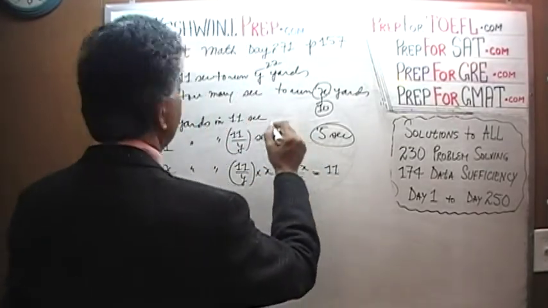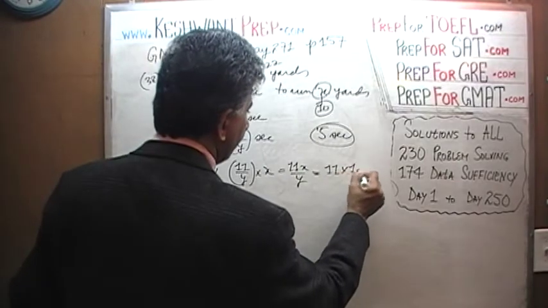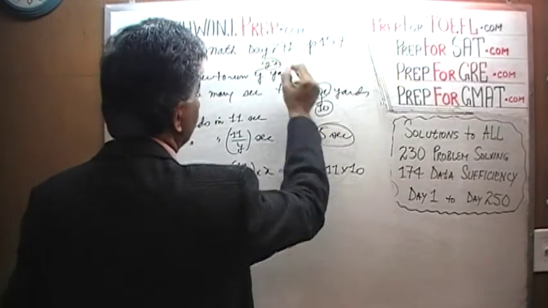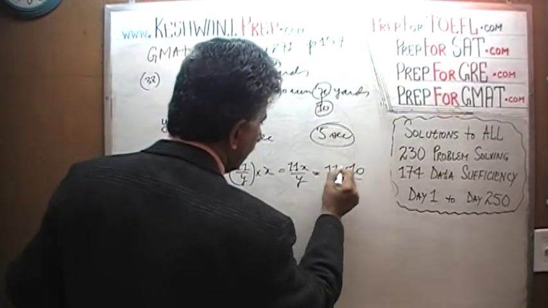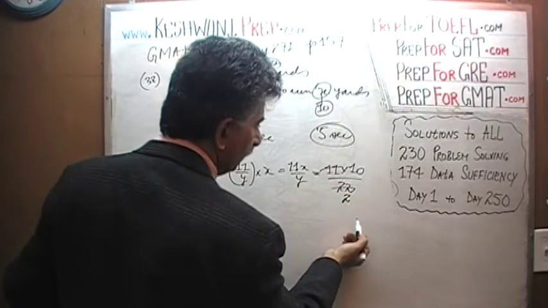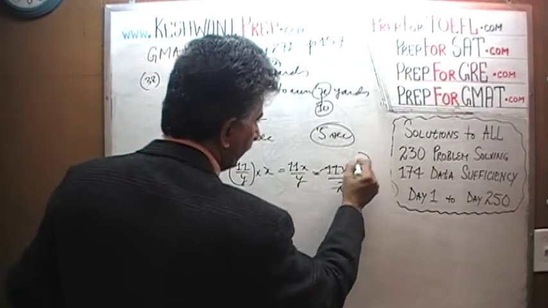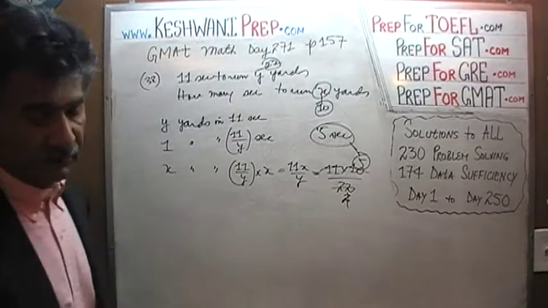Let's see what happens here. 11 times x, which is 10, over y, which is 22. 11 is going to cancel out with 22, and 10 divided by 2 gives us 5, which is why the answer is A.